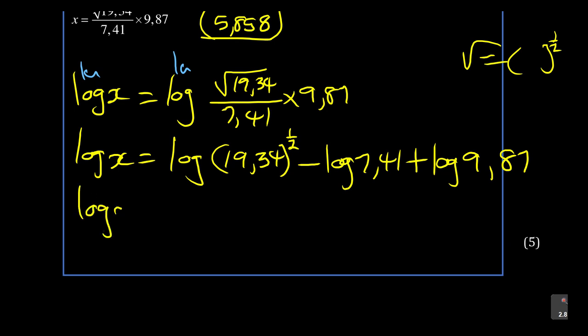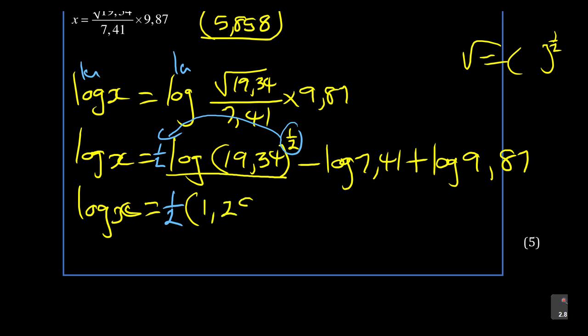Then you go back, log x is equal to, now before I do that, take this half and drop it. So I will have 1 over 2 here, and then bracket. Now, can you please find me log 19.34 on the calculator? Just say log without base, log 19.34. Give me the numbers you're getting there. It is 1.286. Right? We got that, then minus. I must put a bracket there to close that half. Then minus, give me log 7.41. Log 7.41 is equal to 0.869. Give me now log 9.87.